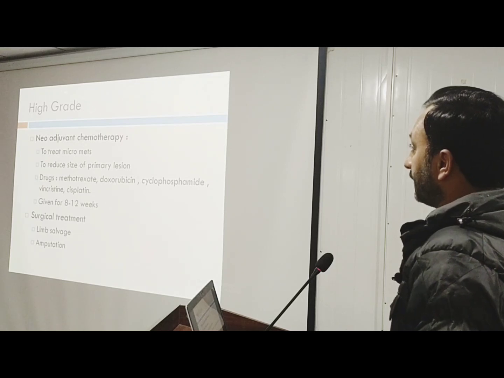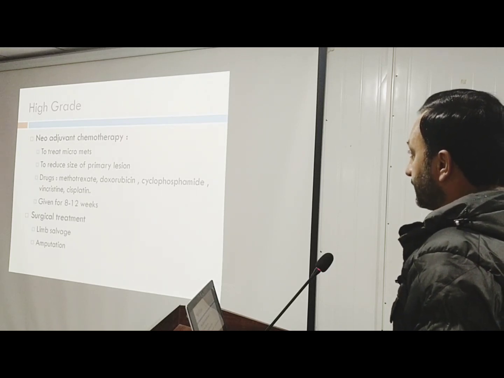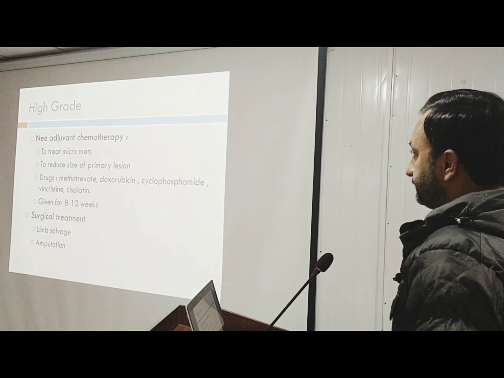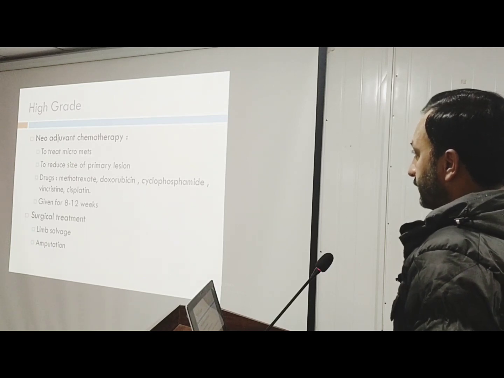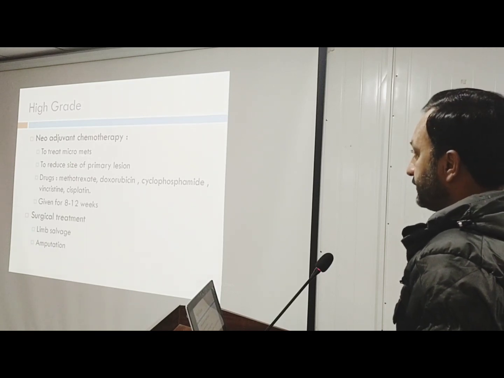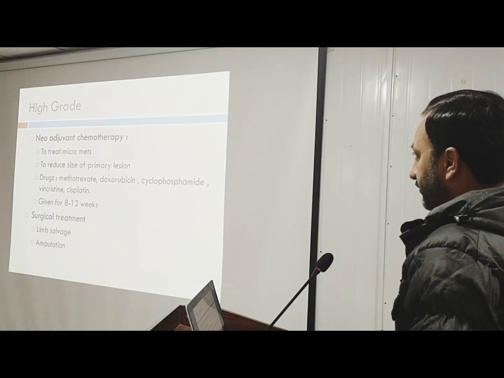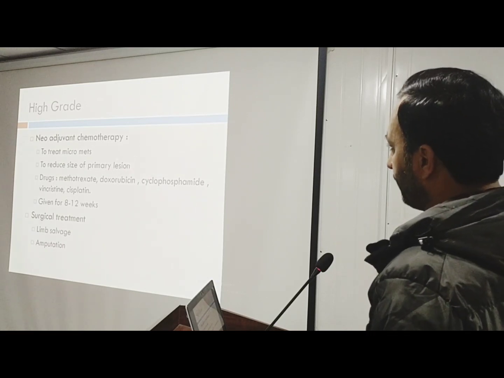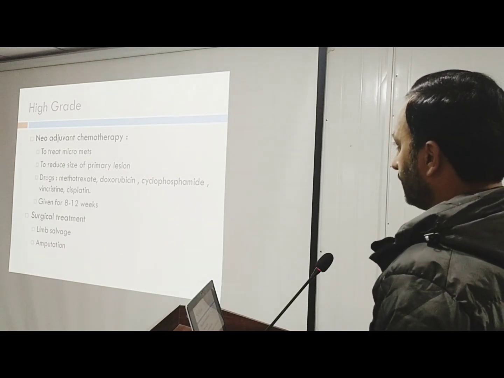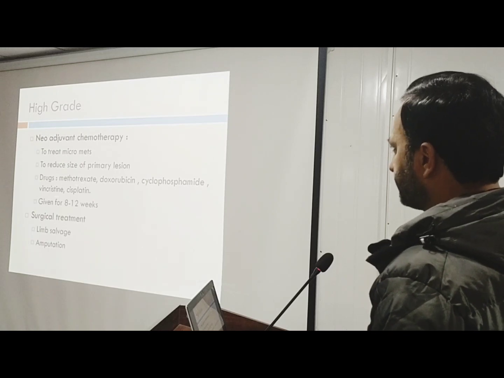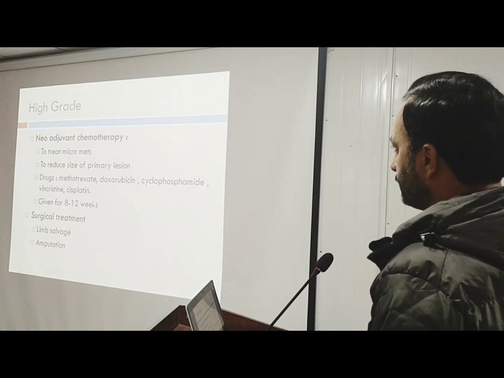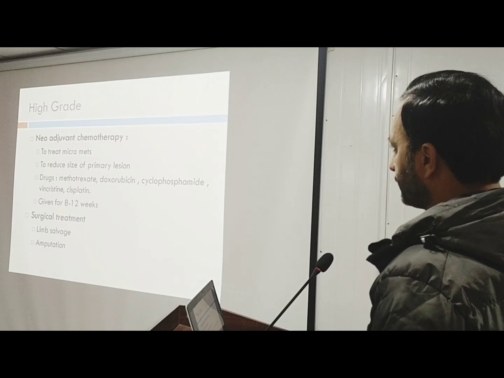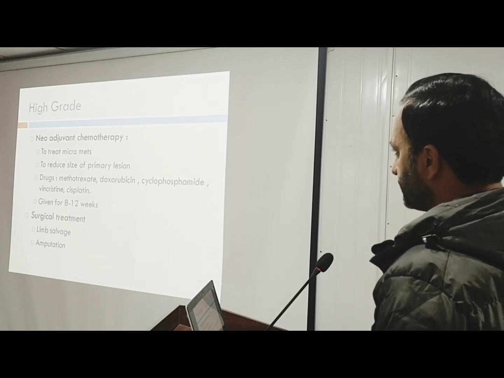In high-grade tumors, we do neoadjuvant chemotherapy to treat micrometastases and to reduce the size of the primary lesion before any definitive surgery. Drugs we use are methotrexate and MAP regimens, given for 8 to 12 weeks. Neoadjuvant chemotherapy is given for 8 to 12 weeks before surgery.